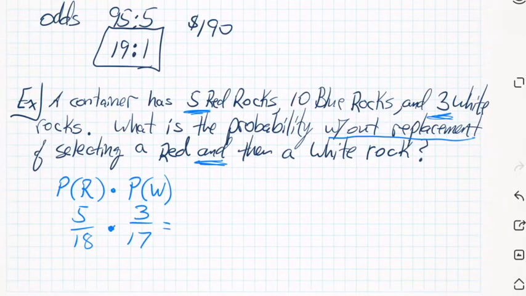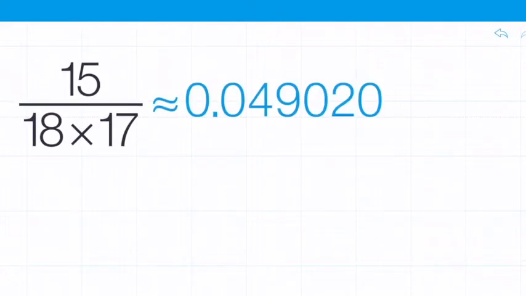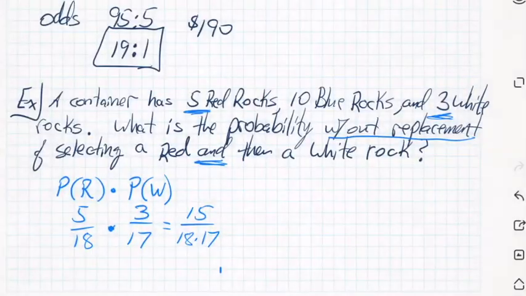So this probability would be 15 divided by 18 times 17. So again, about 5%, 4.9%. So this would be approximately 4.9%.